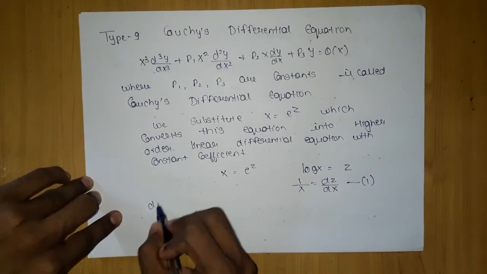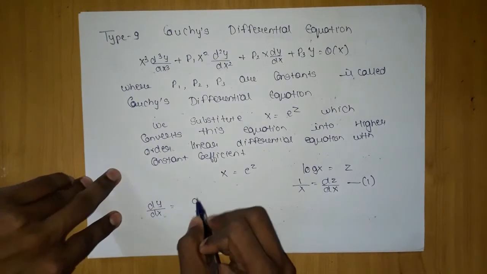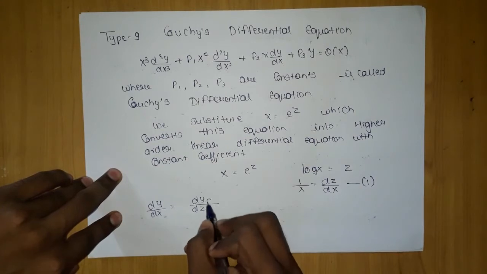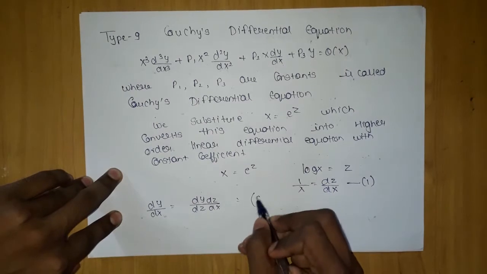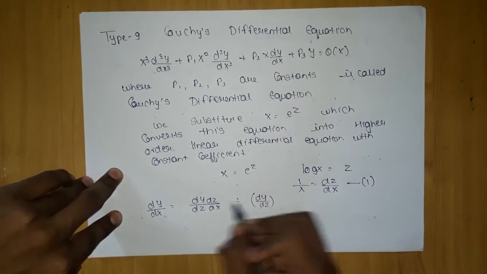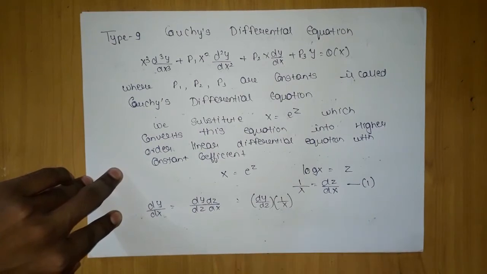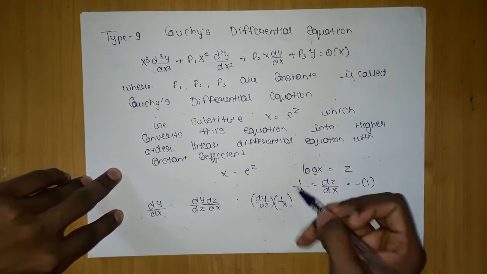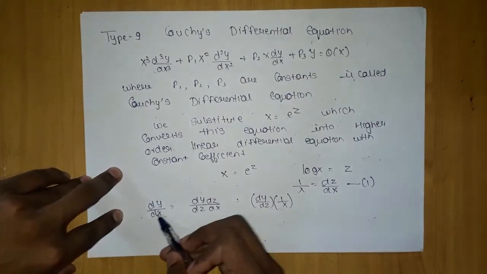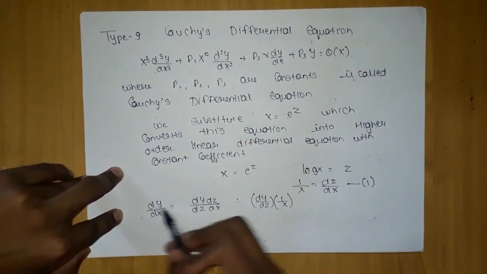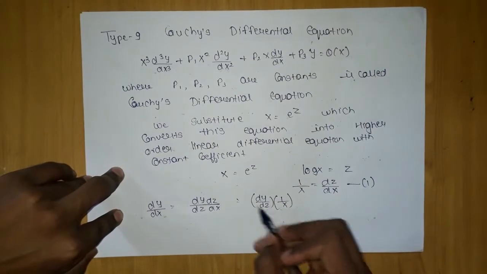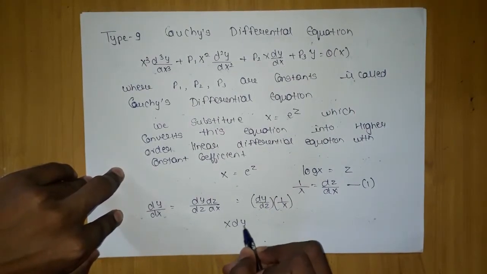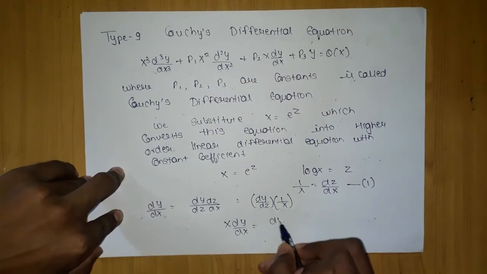What we need to find is dy by dx. Agree? We can write dy by dx by multiplying and dividing by dz. So we can write this as dy by dz into dz by dx, and we already know the dz by dx value. That was the whole purpose of multiplying and dividing by dz. Now we can get x into dy by dx, so we move this x here, and x dy by dx is nothing but dy by dz.